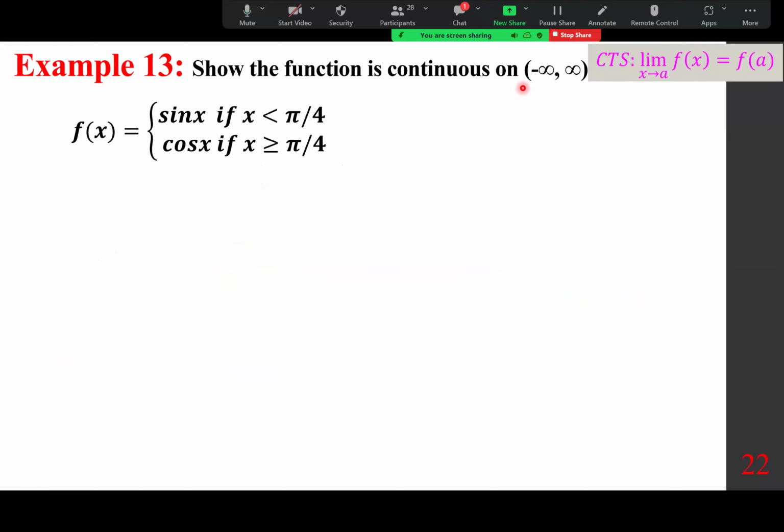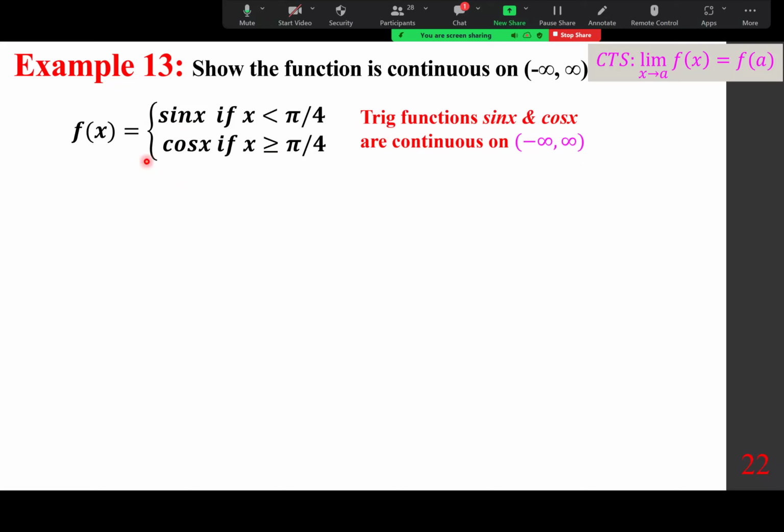Show the function is continuous on negative to positive infinity, where f of x is a piecewise defined function: sine x, if x is less than pi over 4, cosine x, if x is larger than or equal to pi over 4. Please understand that you're dealing with sinusoidal functions, and each piece is continuous from negative to positive infinity. So the trig functions sine x and cosine x are continuous from negative to positive infinity.